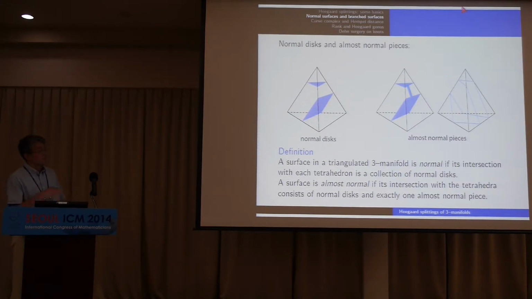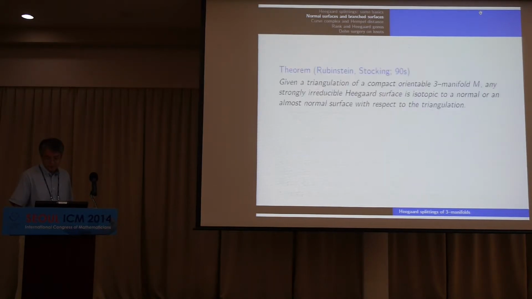Basically, it said that the surface is normal except for a single piece, which is either an annulus like this, or an octagon-like disk like this type, except just one piece. Okay, why is this related to Heegaard splitting?